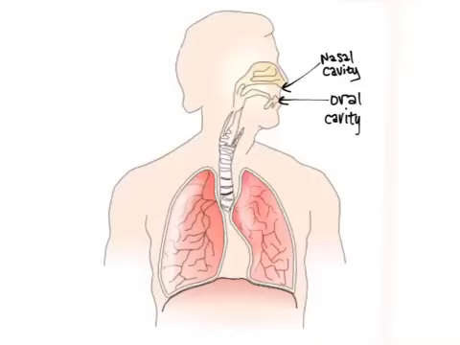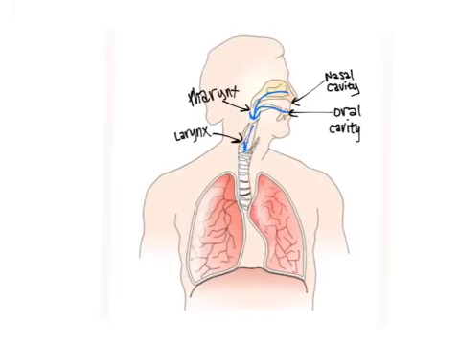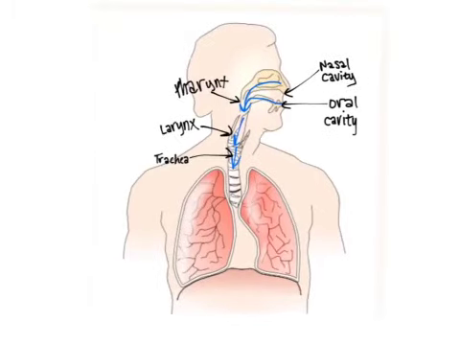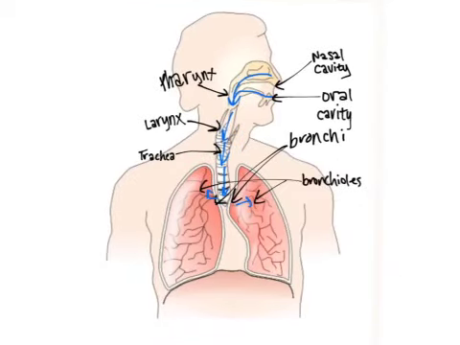First, the oxygen enters the body through the nasal or oral cavity. Then it flows through the pharynx. Then it flows through the larynx. Then the trachea. Then the bronchi. Then the bronchioles.